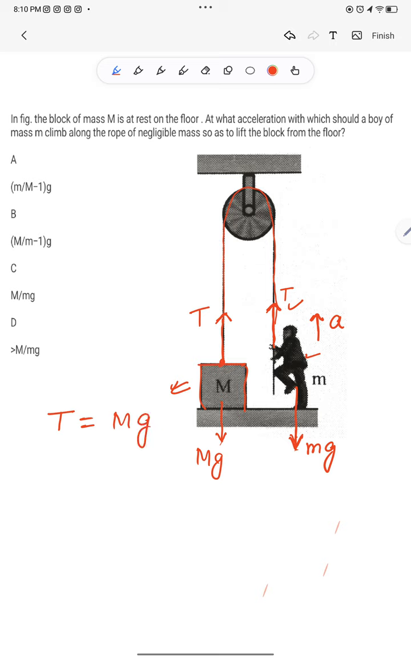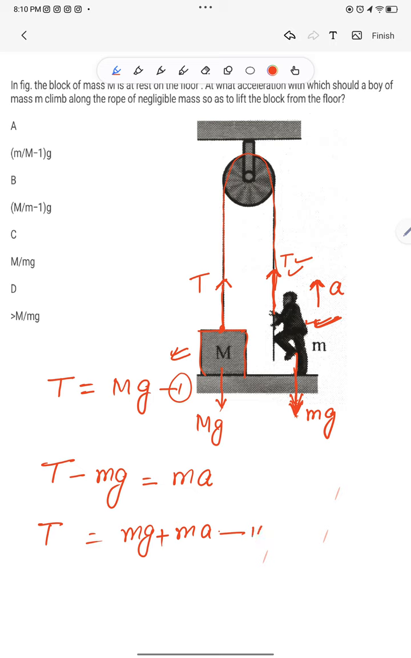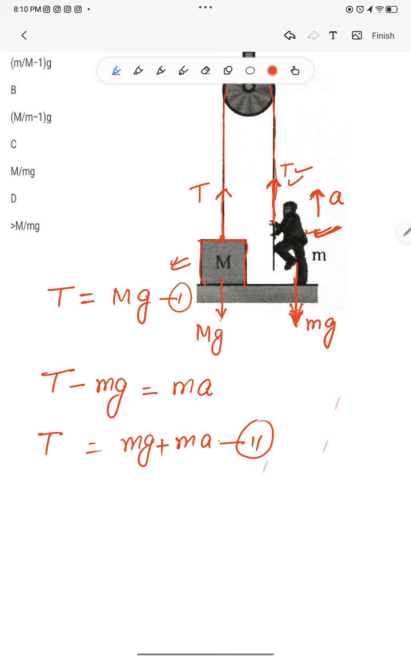And now when we see this boy, on this boy the upward force is tension and the downward force is mg, and the upward acceleration is a. So upward force T minus downward force mg will be the net force, which will be m into a, or we can say T will be equal to mg plus ma. This is our equation first and this is equation second.